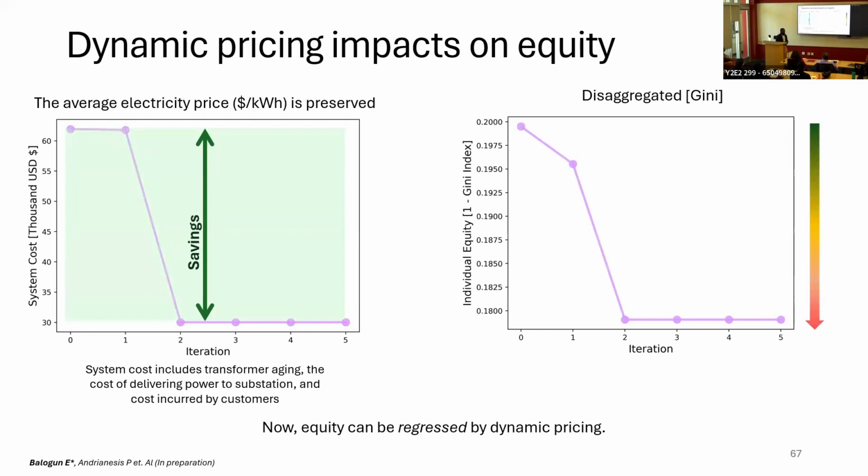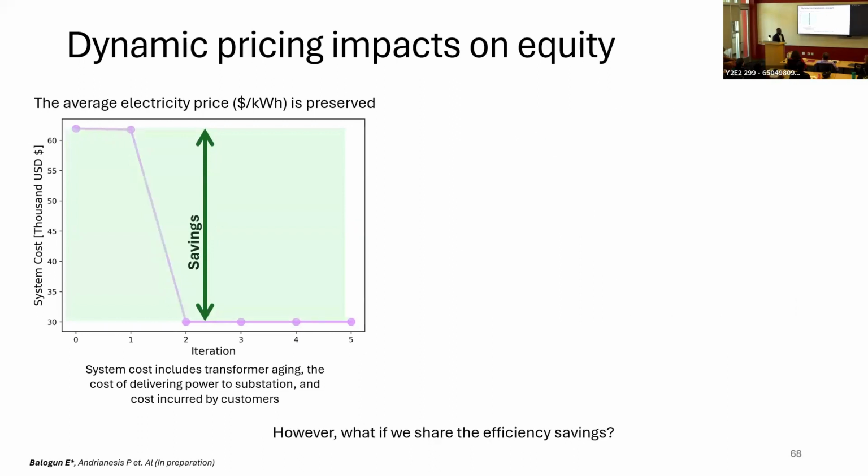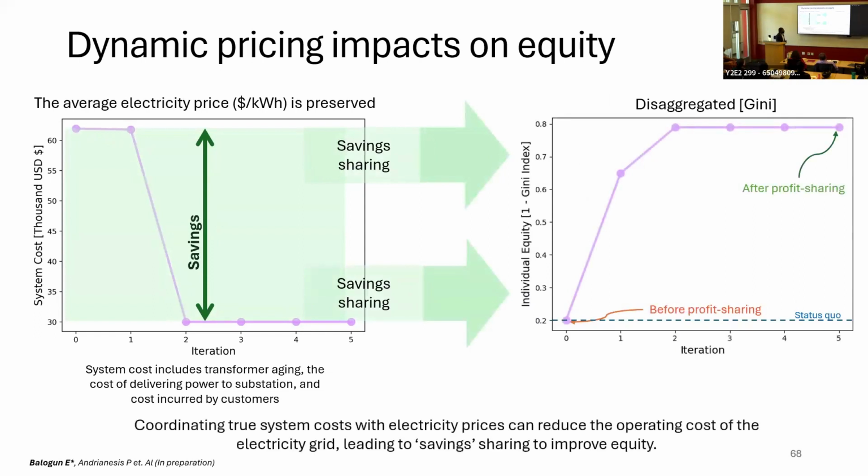Wow. What do we do? Maybe we can share the savings. So if we share the savings from dynamic pricing with others, the people in the grid or the homeowners, and you share it in a way that's proportional to their incomes, then you can improve equity beyond the baseline, beyond the status quo. So the status quo is time of use rates, where we don't do any dynamic pricing, we just give everyone fixed prices. And we can see that we can improve equity much better if we leverage the profit sharing from savings.